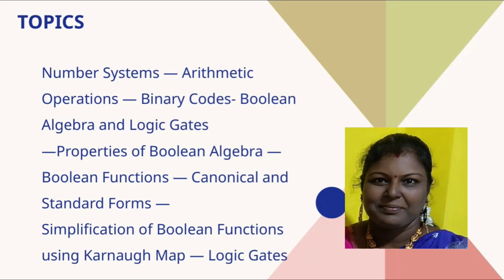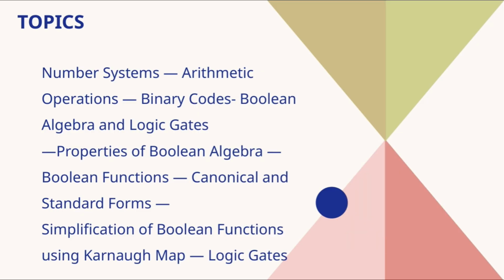Today, we're diving into the core building blocks of digital logic and computation. We'll start with number systems and arithmetic operations, then move into binary codes. From there, we explore Boolean algebra and logic gates, the foundation of digital circuits. We'll cover the properties of Boolean algebra, Boolean functions, and their canonical and standard forms. Then, we'll simplify these functions using Karnaugh maps before wrapping up with a detailed look at logic gates themselves. This sets the stage for understanding how digital systems think and work.